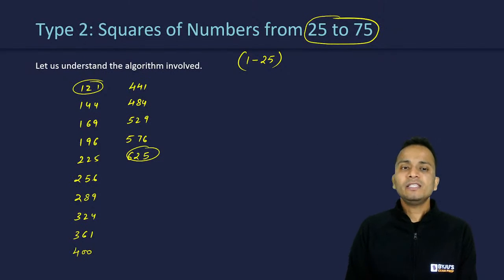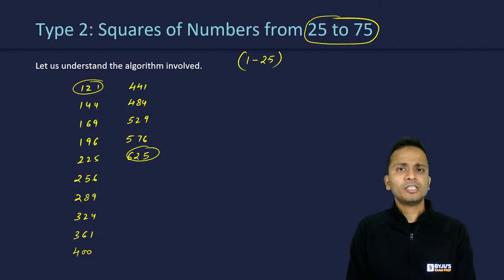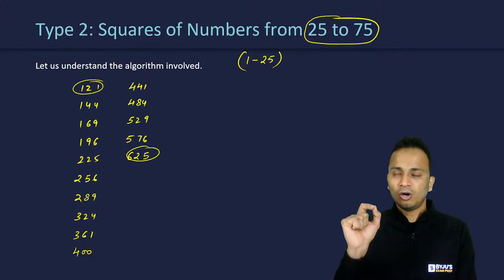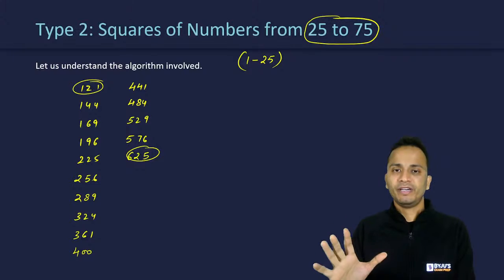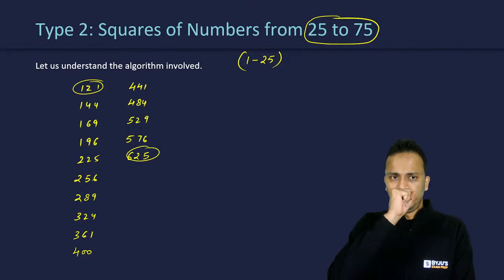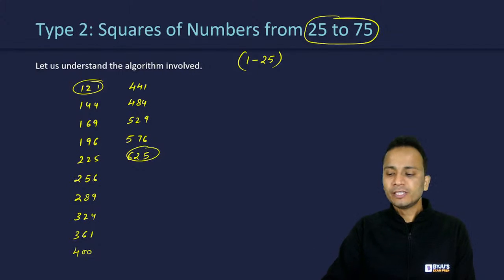Now using these squares of the first 25 natural numbers, how to quickly find out the squares of all the numbers from 25 to 75. Let's have a look at it. I'll open a blank screen. I hope all of you have noted down these squares. Okay, let's have a look at the method.